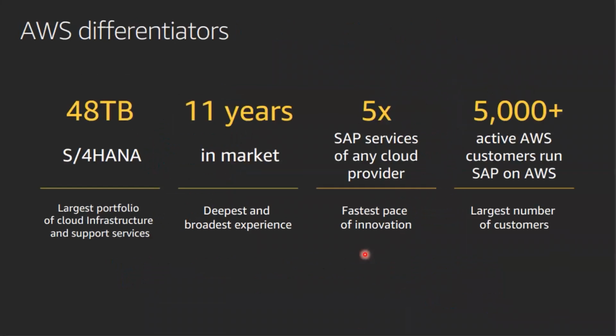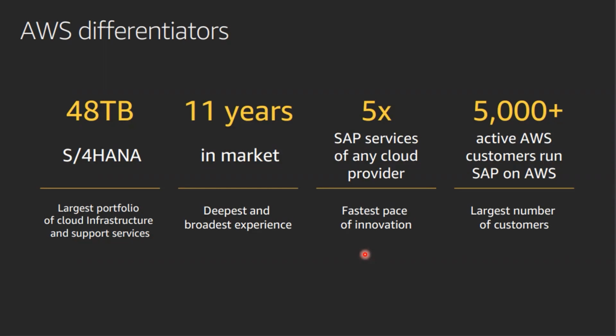Now, to summarize the key AWS differentiators, here are some of the points. First, a 48 terabyte EC2 instance. I don't think any other cloud provider offers an instance this big for running SAP. AWS has been in the market for 11 years, so it has the deepest and broadest experience, plus a lot of services which other cloud platforms don't have. It has 5 times more SAP services than any other cloud provider, and the innovation is happening at a very fast rate. Other cloud providers like GCP and Azure don't have this many SAP services.